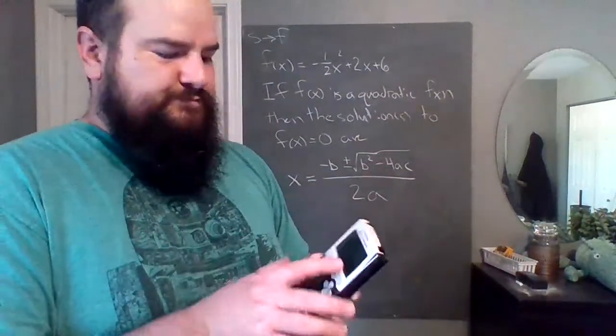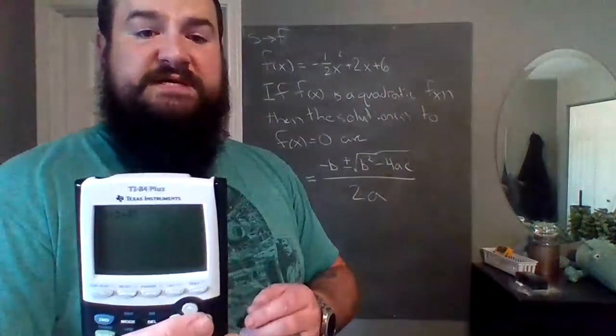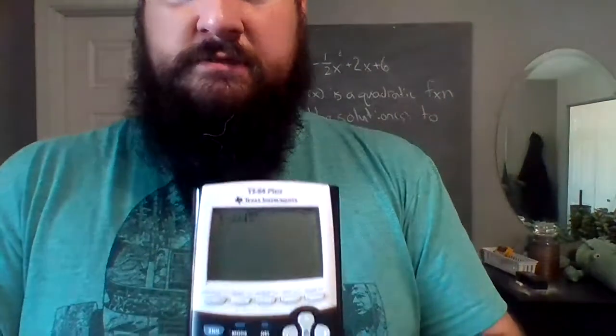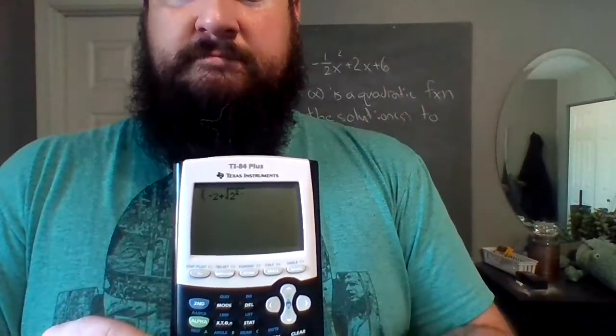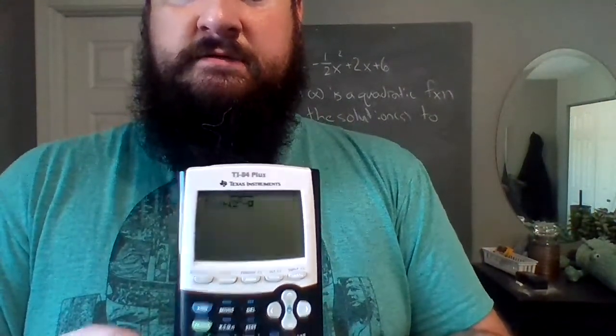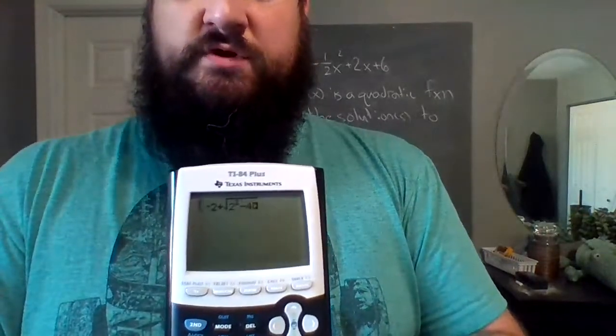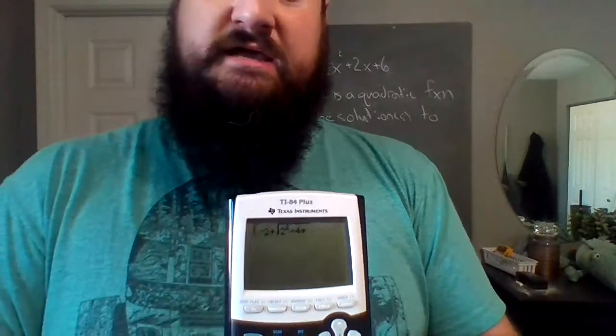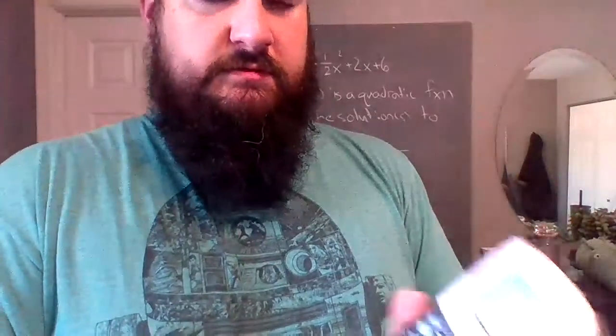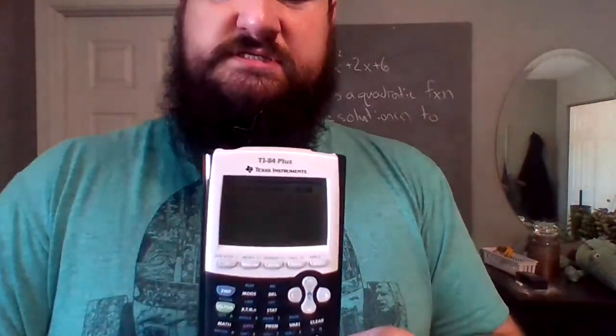So, I've got my square root. Now we need b squared, which is 2 squared. So 2 squared, minus 4, times, now our a is negative 1/2 or negative 0.5. Either way, right? There's a lot of ways you can do it. Then times c, which is 6.